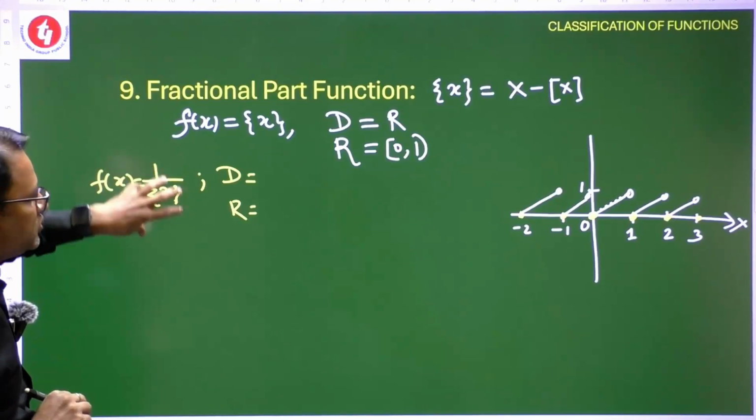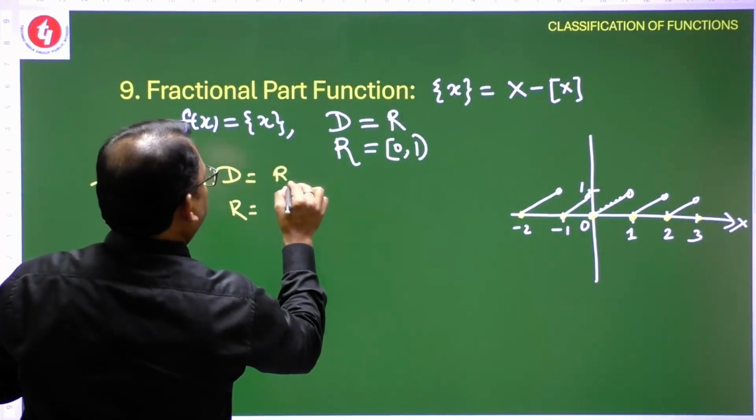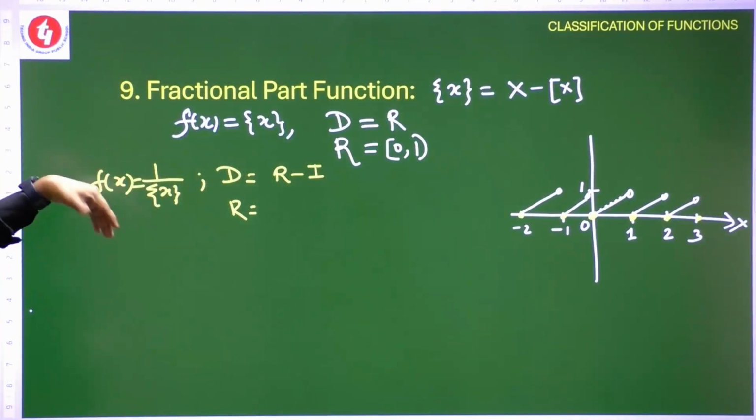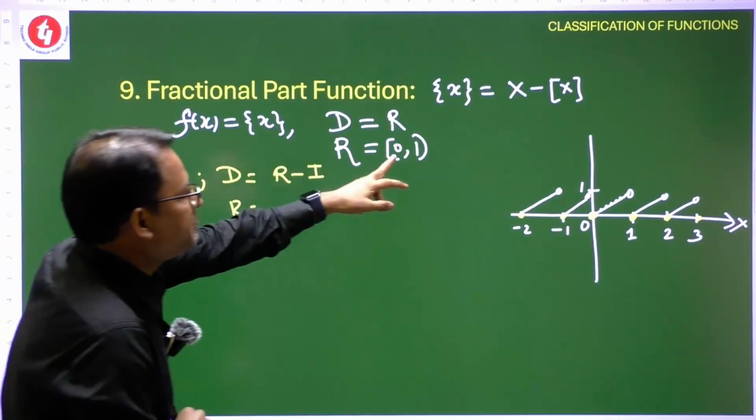The denominator becomes 0, that means the whole fraction will become infinity. So therefore the set of all real numbers minus the set of integers will be the domain. What will happen to the range of the function? The range will be just the reciprocal of this one.